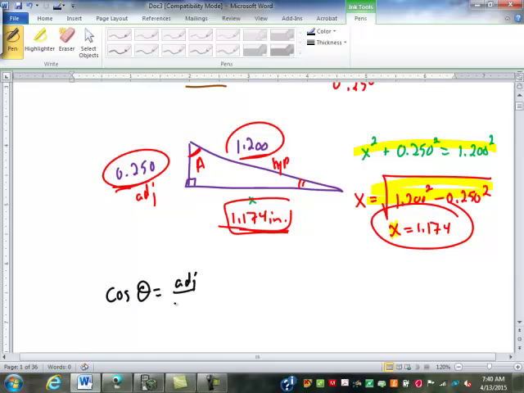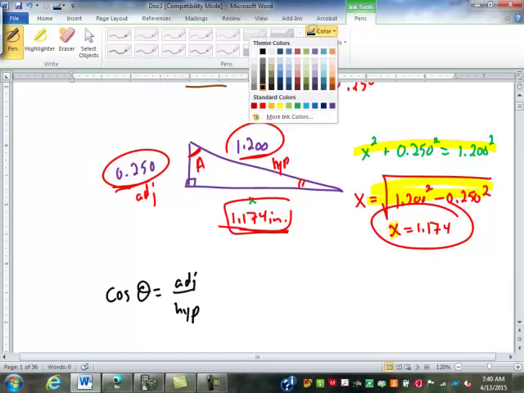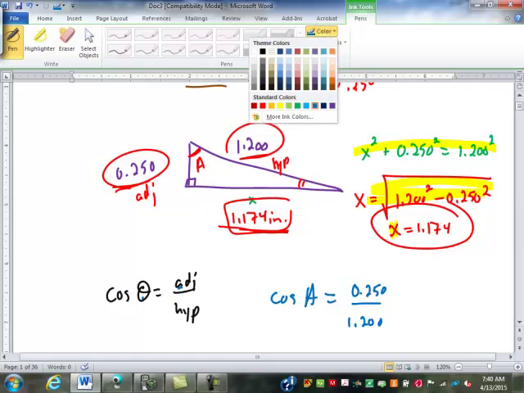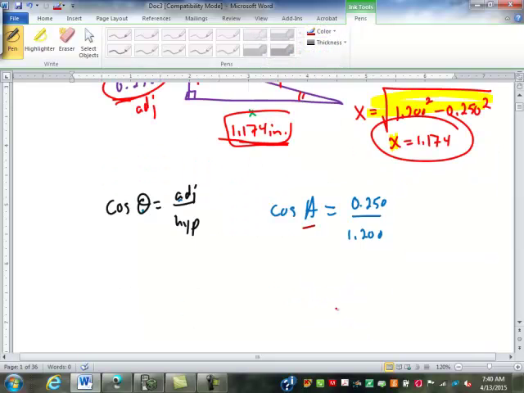Cosine is adjacent over hypotenuse. So now I'm going to plug in the numbers. Do I know the angle? No, that's what I'm looking for. It's angle A. The adjacent side, well, I better know that. If I'm missing the angle, I have to have both sides. So 0.25 and the hypotenuse 1.20. When I am looking for the angle, what do I do? Inverse of whatever the trig function is. This is cosine. It's inverse cosine.